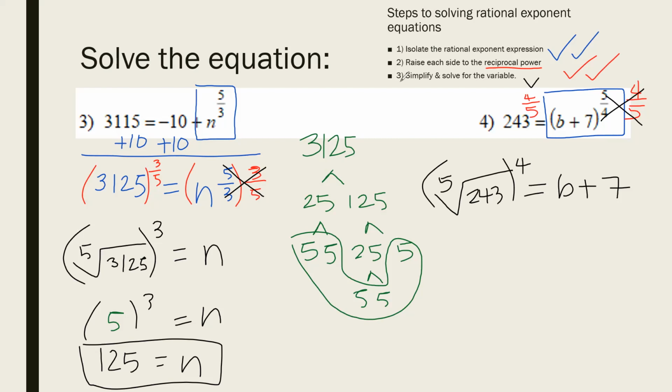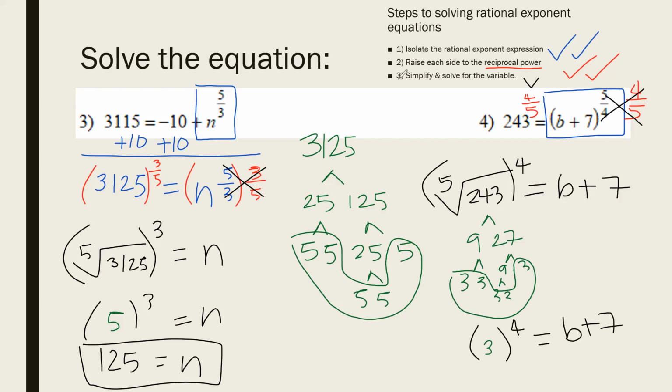Again, now we're going to have to figure out what 243 is equal to. 243, you can think of this as 9 times 27. And 27 is 9 times 3. And of course, these 9s can be broken down to 3s. So 3 times 3 times 3 times 3 times 3. Oh, the 5th root of 243 is 3. So we have 3 raised to the 4th power is equal to b plus 7.